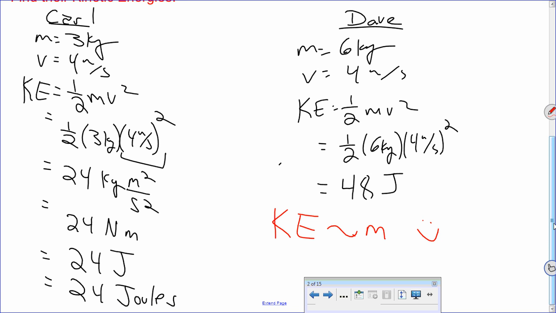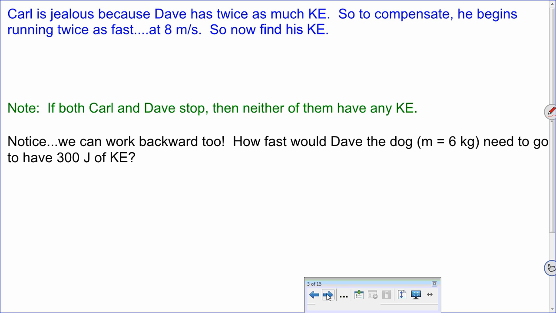Quadruples it, right? Why? Square. Because the velocity is squared in our equation, right? So let's run through that calculation real quick and make sure that it works.